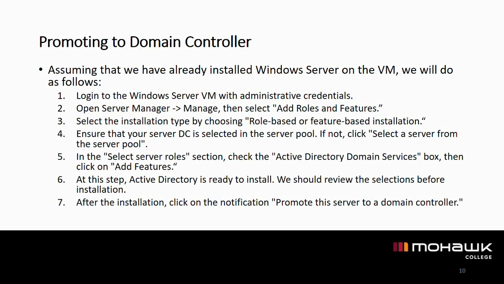In the Select Server Roles section, check the Active Directory Domain Services box. Then click on Add Features. After this, you may be prompted to add optional features. At this step, Active Directory is ready to install, we should review the selections before installation. By clicking Install, the installation process begins.